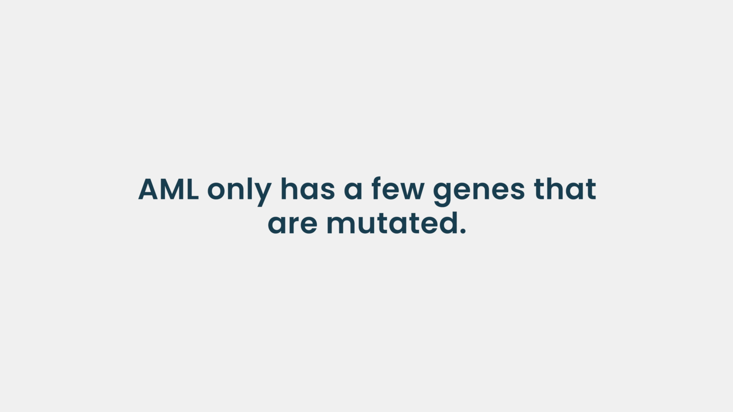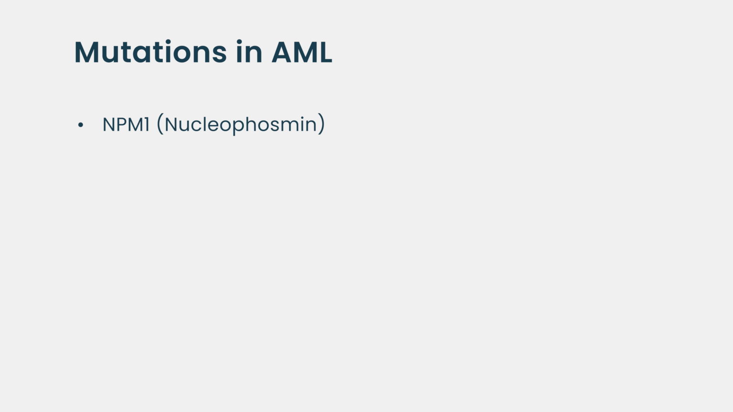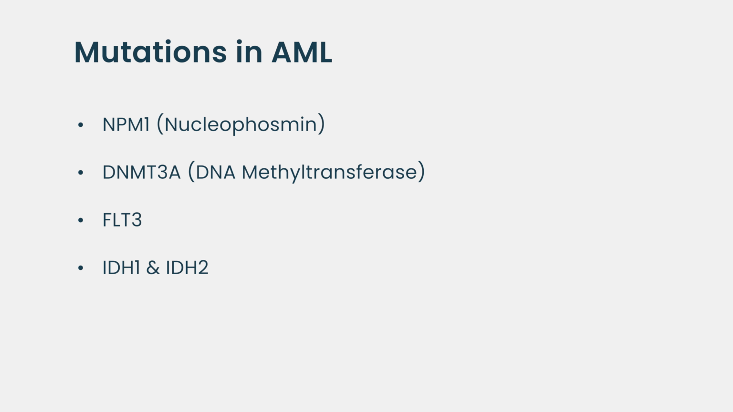In acute myeloid leukemia, we know the genes that are mutated, and typically it's not more than 2, 3, 4 genes that end up being mutated. The most common mutations that we see in patients with acute myeloid leukemia are mutations in a gene called NPM1 or nucleophosmin, mutations in a gene called DNA methyltransferase or DNMT3A, mutation in a gene called FLT3, or mutations in genes called IDH1 or IDH2. Those are the most common mutations.